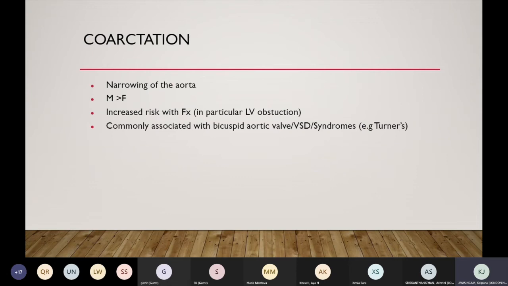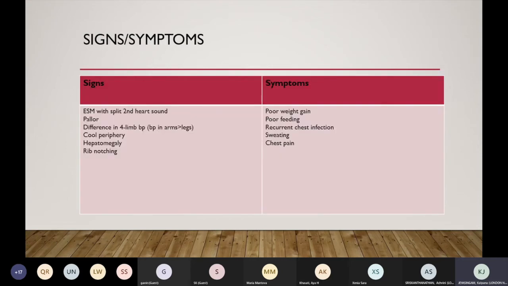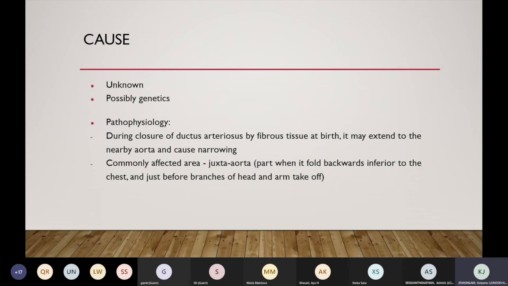It seems to be more common in males than females, and there's an increased risk if there's a family history. It's usually associated with bicuspid aortic valve, VSD, or syndromes like Turner syndrome. Signs of coarctation: they have an ejection systolic murmur with a split second heart sound, as you see with ASD. They might present with pallor, a difference in blood pressure, with the arms higher than the legs, cool periphery, hepatomegaly, and rib notching. Symptoms might be poor weight gain, poor feeding, recurrent chest infection, sweating, and chest pain. Again, causes are unknown, but can be genetic.